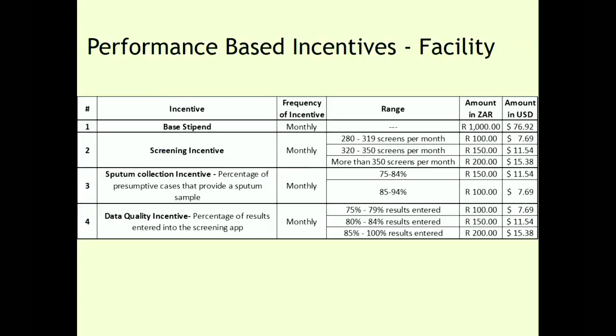I'm going to go through this quickly, but we paid some performance-based incentives in the facility and in the community. In the facility, each health worker was paid a base stipend. And then we provided incentives on a monthly basis. So if they screened a certain range, you can see, oh, I guess it doesn't point. Okay, if they met their targets, they would receive a different amount of money. I hope that's clear. And then if they collected a high percentage of sputum, and also we incentivized data quality.